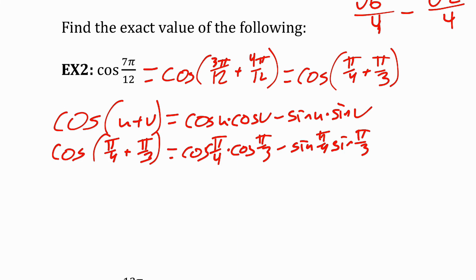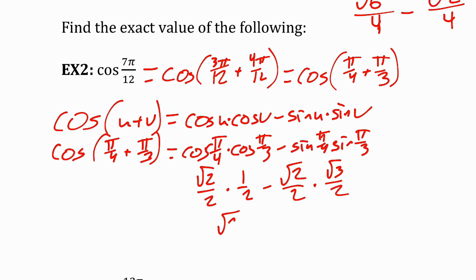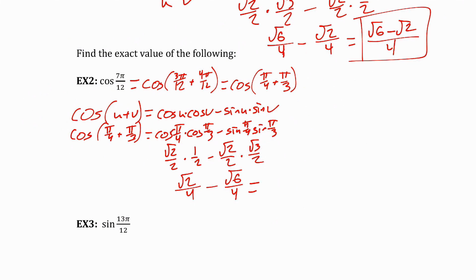The cosine of pi over 4 is square root of 2 over 2. The cosine of pi over 3 is 1/2. Minus the sine of pi over 4, which is square root of 2 over 2, times the sine of pi over 3, which is square root of 3 over 2. Cleaning up these fractions, we have root 2 over 2 times 1 over 2. Our numerators multiply to give us square root of 2, and denominators multiply to give us 4. Minus, in the other one, root 2 times root 3 gives us root 6, over 2 times 2, which is 4. It's pretty similar to the previous one, except the numbers are flipped around. So we end up with root 2 minus root 6, all over 4.